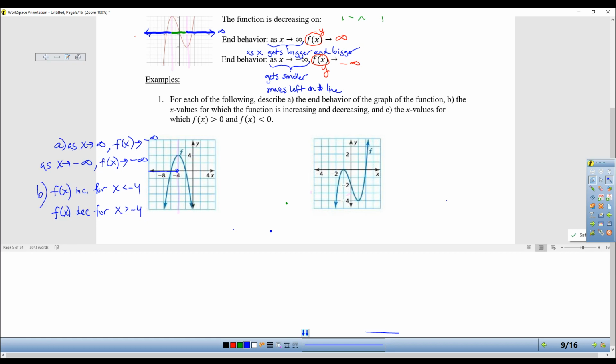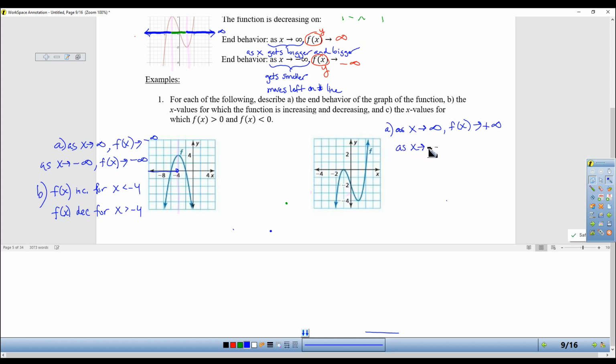Okay, I am going to come back to part C. I just want to really make sure you got parts A and B down. A. As x goes to infinity. So I'm looking way over here, and over here, and over here, and over here. As x gets bigger and bigger and bigger, what is the y value doing? It's either going up to infinity or down to negative infinity. And it's going up to infinity.